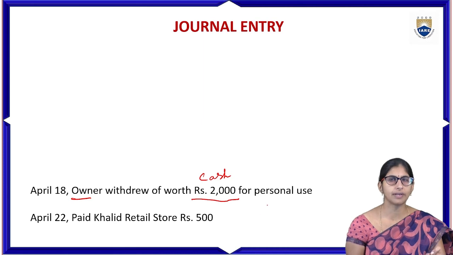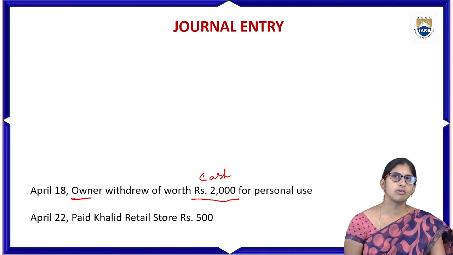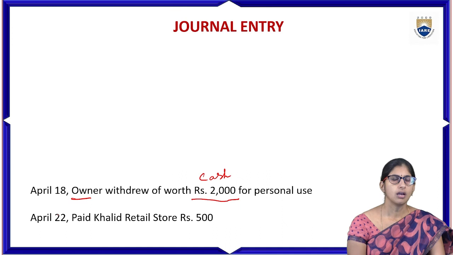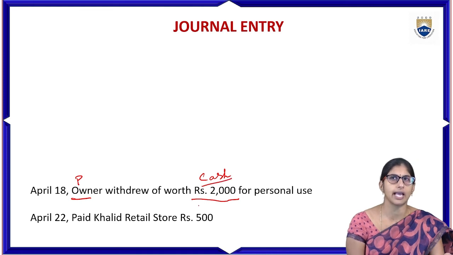So personal use, we cannot write it as personal use as an important item here, because it comes under real account, nominal account and personal account. So we have to identify only three types of items, whether it is a real, nominal or personal account item. Always remember that we'll always have two items in the transaction. See, here owner is a personal account item and cash. Though the cash word is not given, we assume it is cash because the worth of amount is given as 2,000.